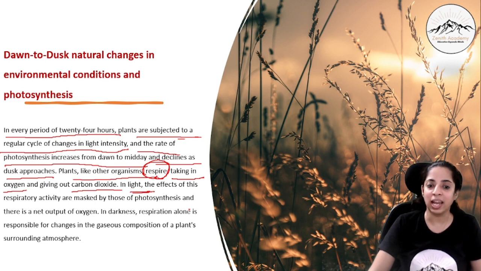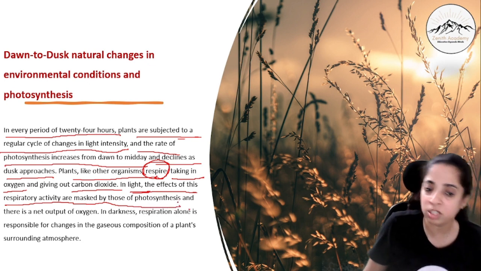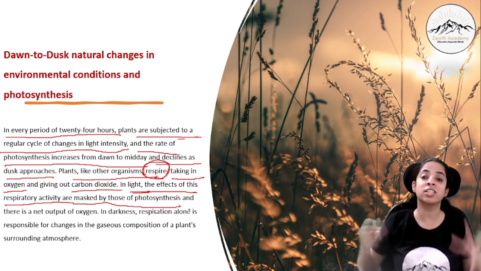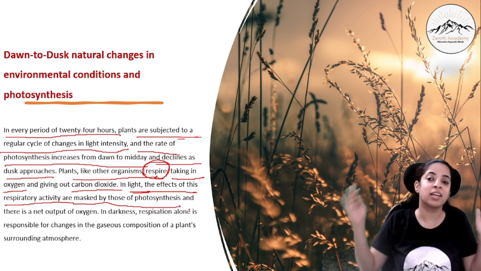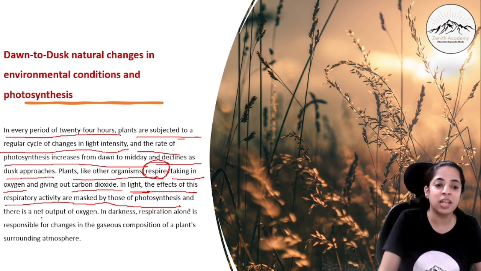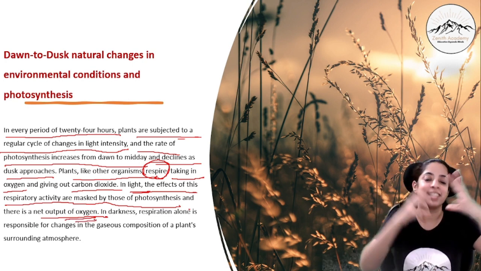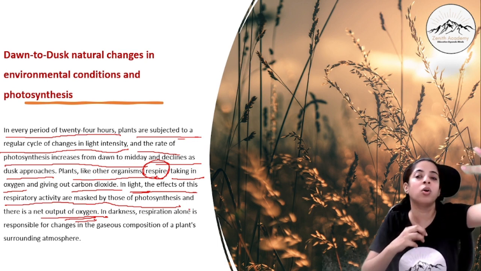So whenever there is sunlight, that is in the morning time, the effects of this respiratory activity is masked. छुप जाती है. किसकी वजह से छुप जाती है? By photosynthesis, right? Photosynthesis is more prominent and respiration happens, but it is masked, and there is a net output of oxygen. So morning में since photosynthesis is more, respiration is less, so output में कौन होगा?